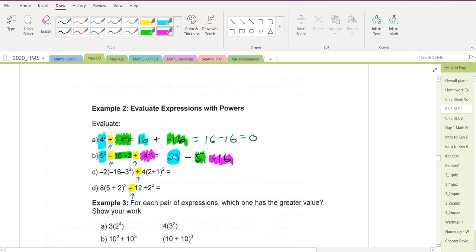Okay, so now we've broken this ugly looking expression into 3 parts, and we simplified those 3 parts separately. Now we go to the last part of BEDMAS, which is the addition and subtraction. All right, and we just clean it up.